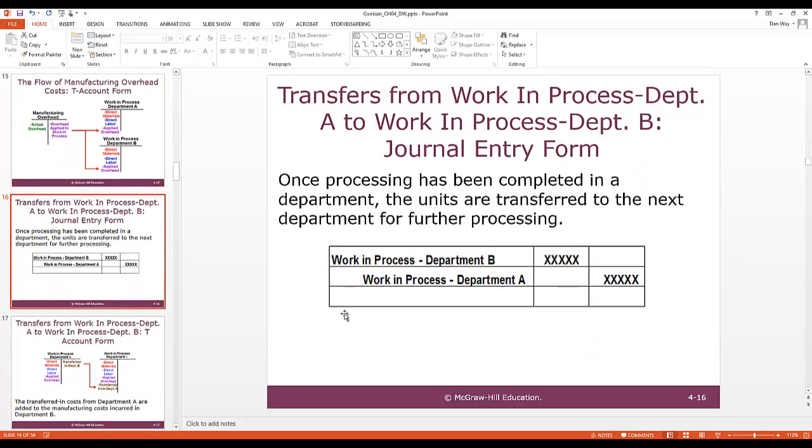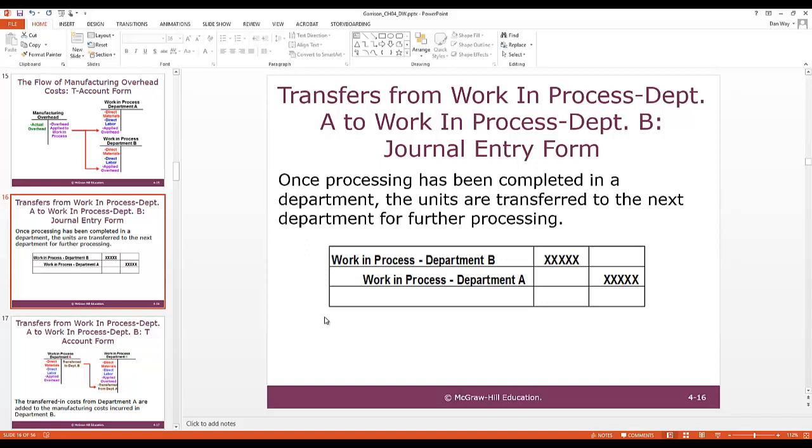So one new thing for us in Chapter 4 with our process costing system is the transfer from work in process between departments. Once processing is finished in a particular department, the units are transferred to the next department and the costs need to follow along with that transfer.